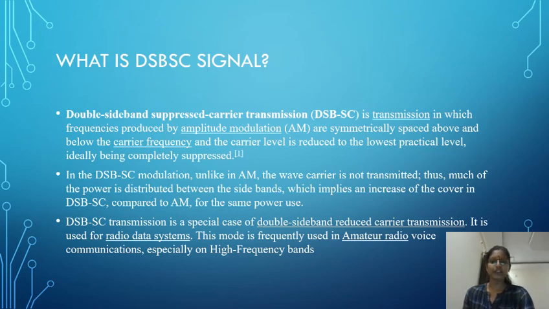DSBSC transmission is a special case of double sideband reduced carrier transmission. It is used for radio data systems. This mode is frequently used in amateur radio voice communication, especially on high frequency bands. And this is all about DSBSC signal and the modulation.